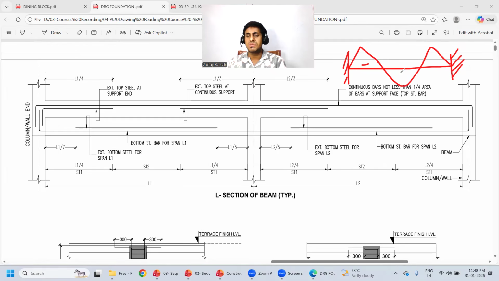So this is negative, which I call a hogging bending moment. This is called a sagging bending moment. Your beam is going to sag down. This is called a hogging bending moment. Your beam is trying to lift up.